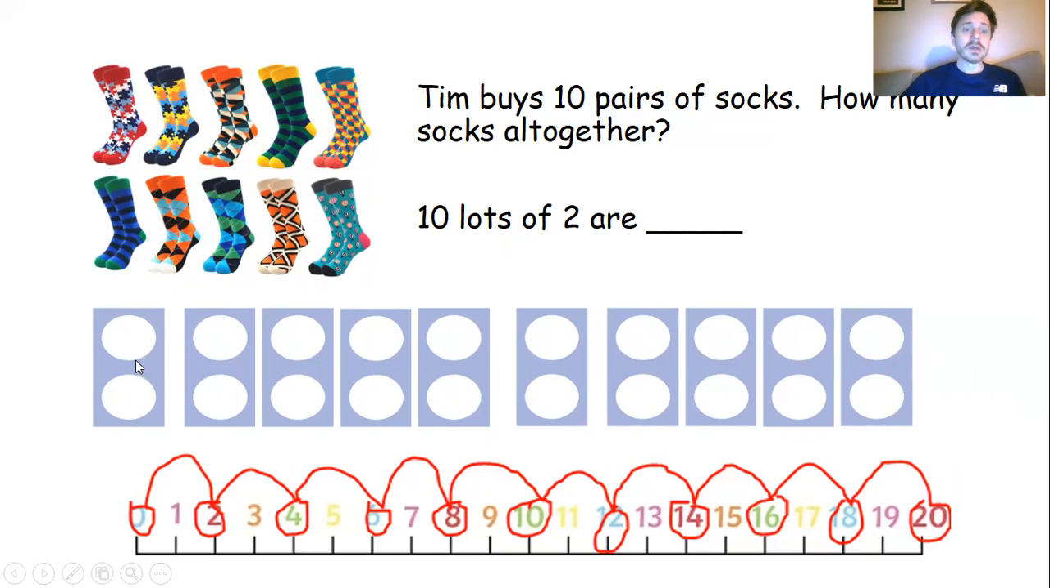Okay, so you've been practicing your 2s. So let's count together. 2, 4, 6, 8, 10, 12, 14, 16, 18, that's right, 20. And again on the number line, there are those jumps, 10 jumps of each of 2. 10 lots of 2 are, that's right, 20.